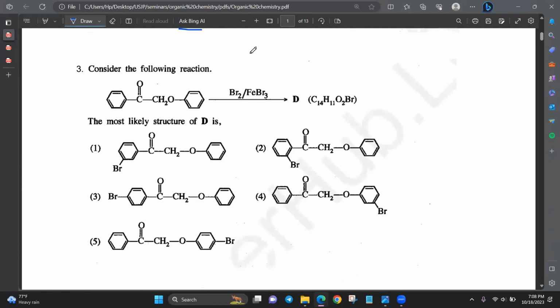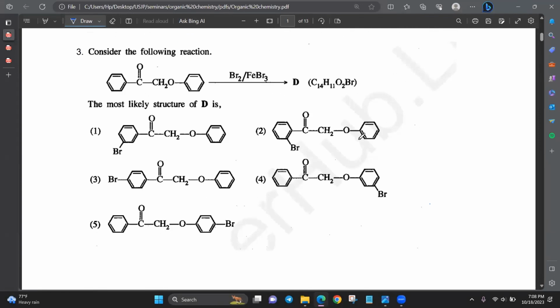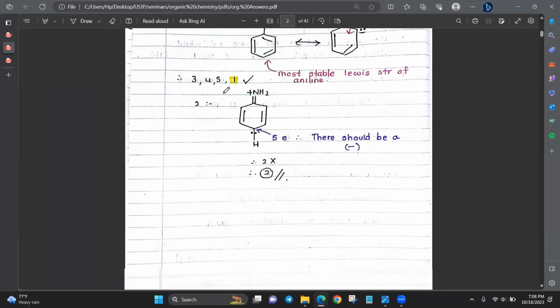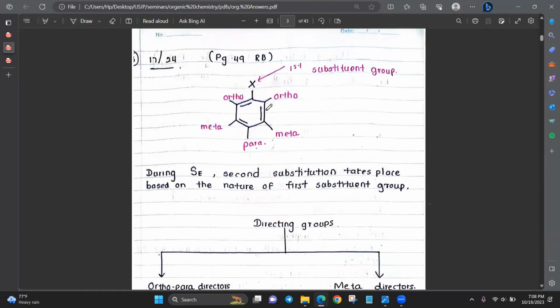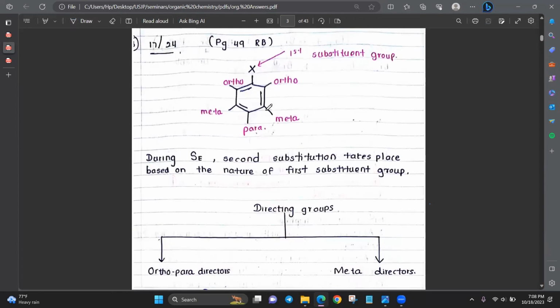Then the third question: consider the following reaction. They have given us this reaction and are asking us the product of this reaction. I have taken all this data from the resource book, and I have even indicated the page numbers. I will be sending this PDF later, or you can go through it separately.